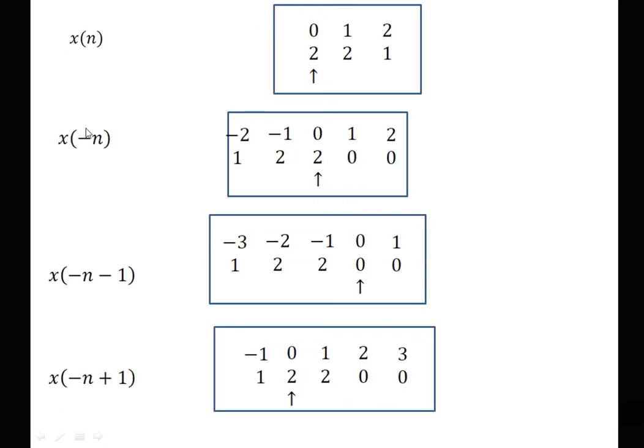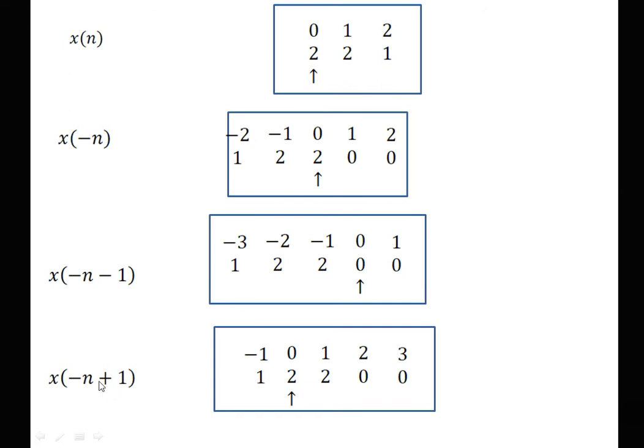X of minus n: we are shifting the positive side to the negative side. So on the negative side no signal values are present, so 0, 0 come here. X of minus n minus 1 means the signal folding as well as the advance. In the advance we always shift the arrow to the right. So we are shifting this arrow to the right and we started the signal from this location. So this is 0. All these values are minus and these are the plus indices.